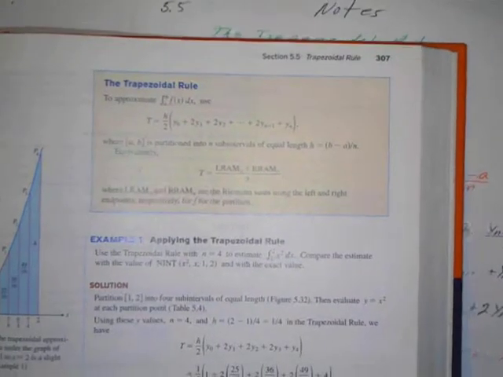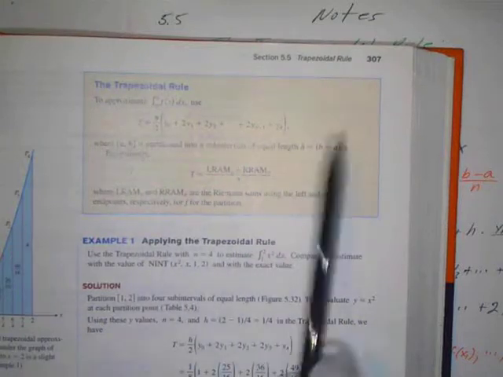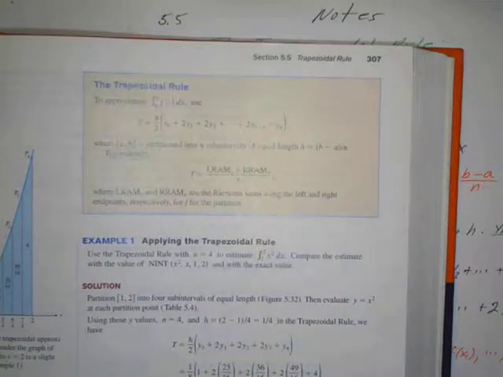And they give you all the parameters. Again, they restate the parameters. So this is basically what we have here. Okay, so that's what we're talking about. Okay, so that's the trapezoidal rule.